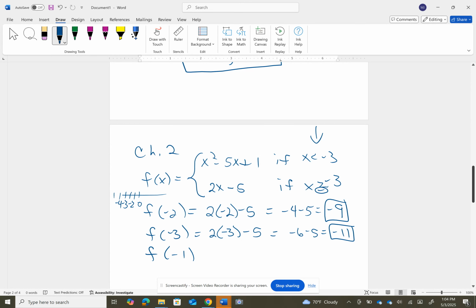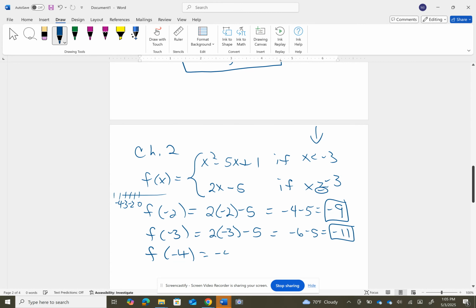And then -1 is actually to the right as well. I meant to pick one to the left. So let me make a -4 here, which is going to be to the left of -3. So it's actually going to be smaller than -3. And let's find f of -4.